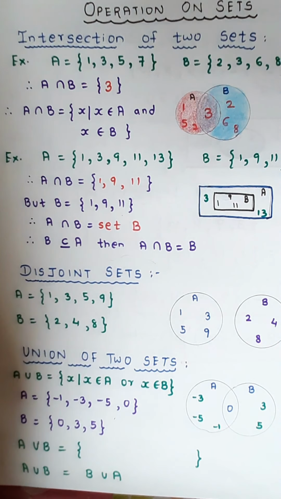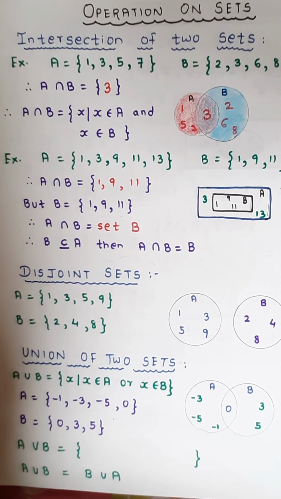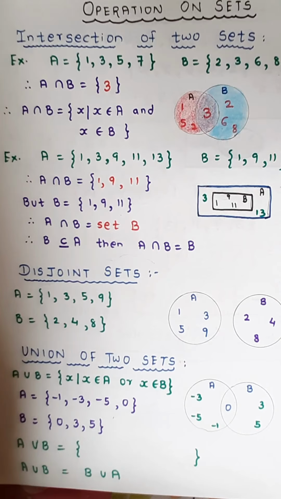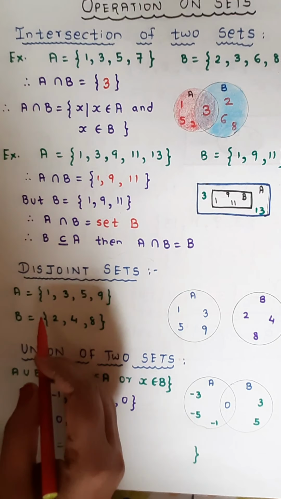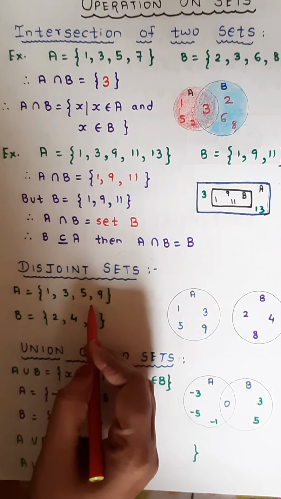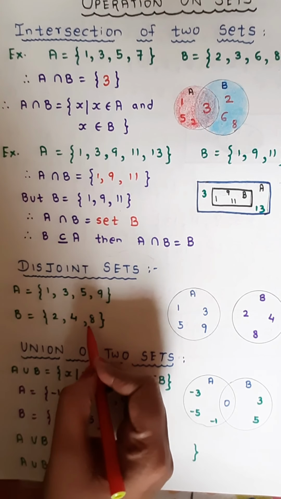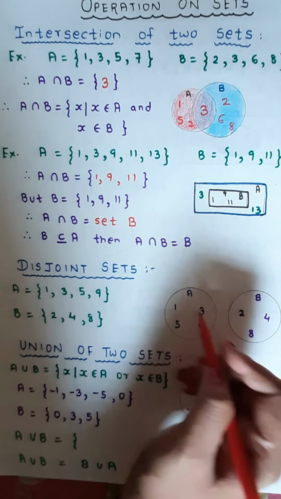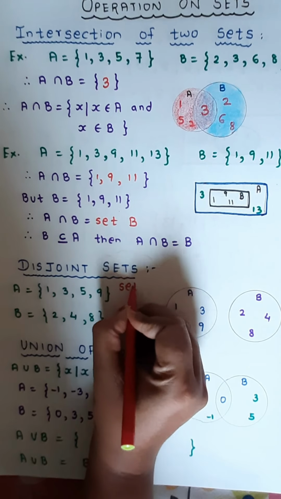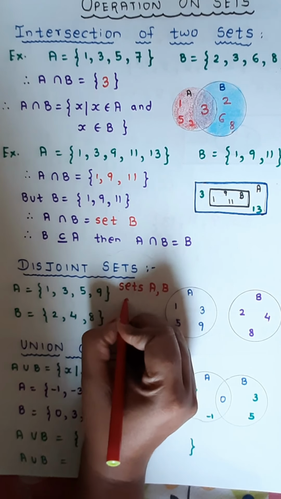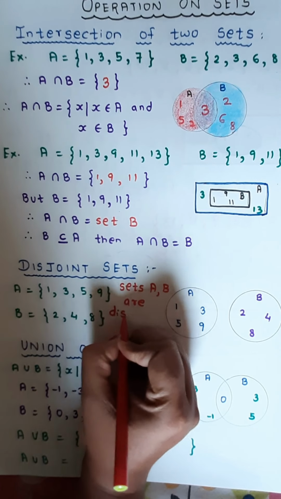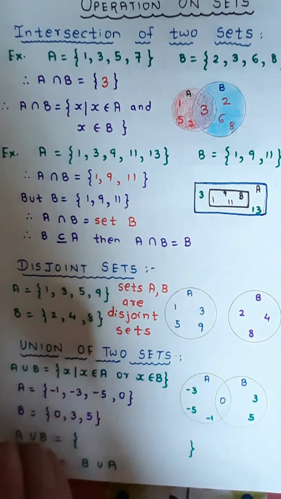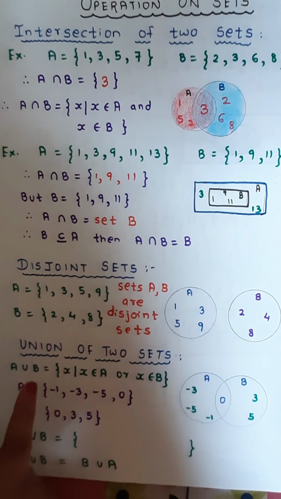Okay, the next part is disjoint sets. The word says that nothing is common between them. If you look at the two sets given, A is equal to 1 3 5 9 and B is equal to 2 4 8. There is nothing common between them, so I have drawn two separate sets. That means sets A and B are disjoint sets. Why? Because there is nothing common. No element is common between them. So they are disjoint sets.